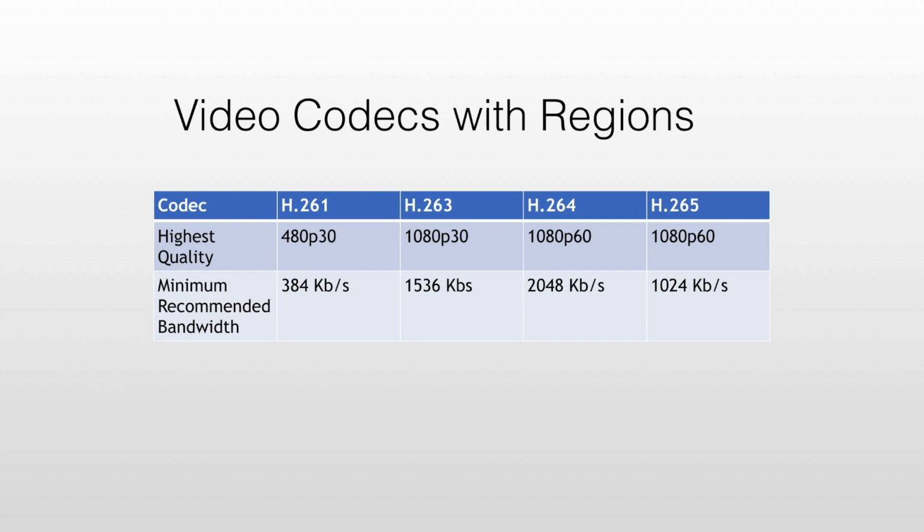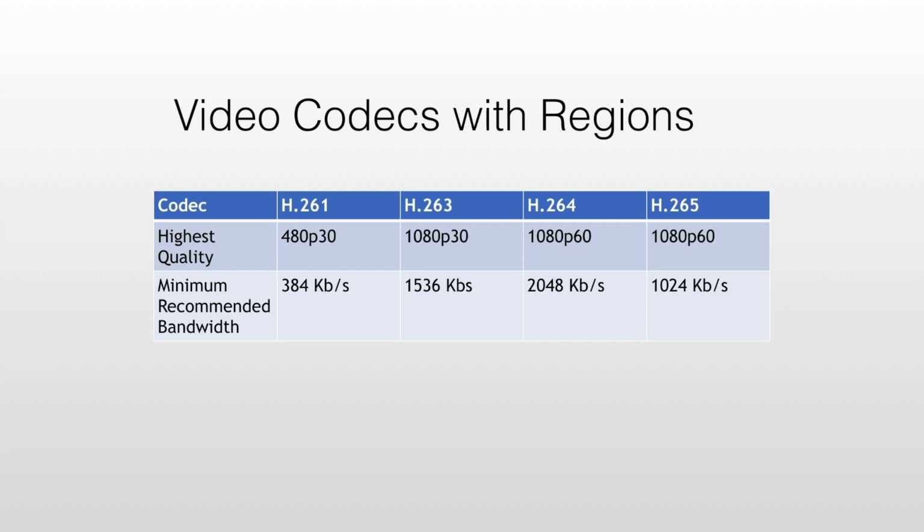But I can do a 1080p call at 60 frames per second using H.264, and I'm only using 2 meg. So in other words, I'm doubling the frame rate of H.263, but I'm using only a little bit more bandwidth. And it gets even better with H.265. I could do 1080p 60 at only 1 meg. So there's certainly an increase in efficiency as you move up.